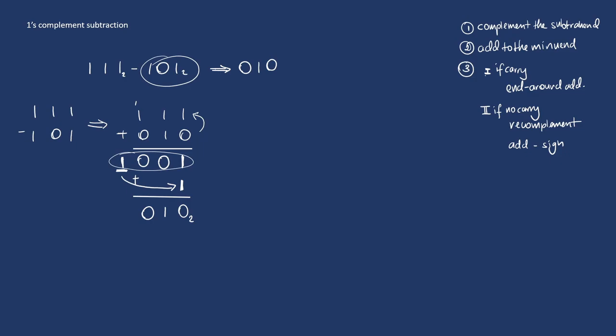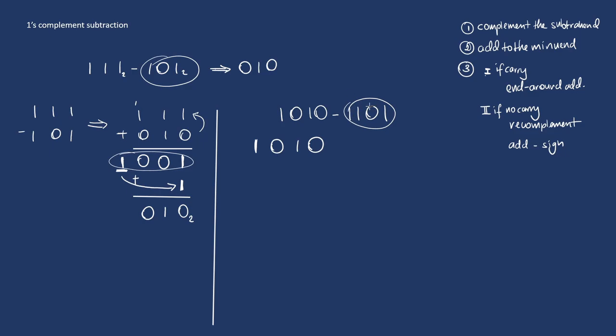So what do we do if we don't have a carry? Let's try another number, without a carry. Let's do 1010 minus 1101, and we want to subtract this using 1's complement. So remember, the first thing we have to do is complement this guy. This is our subtrahend, 1101. Complementing this, we don't even have to do much.